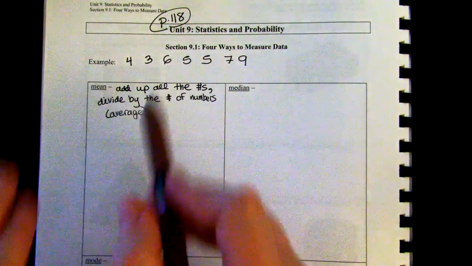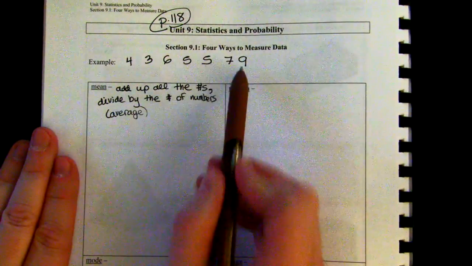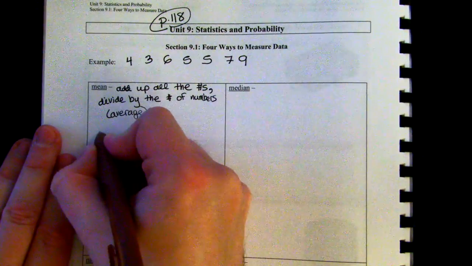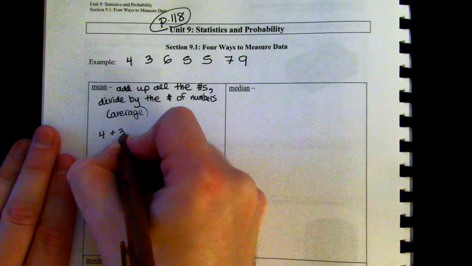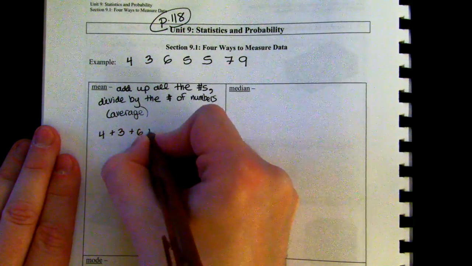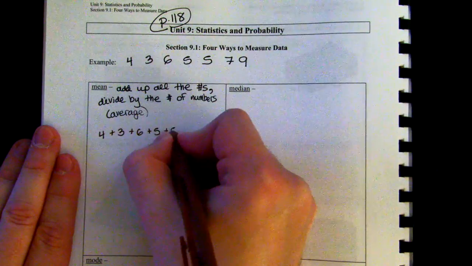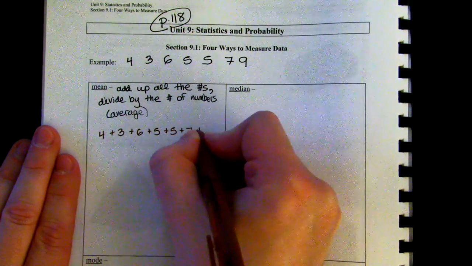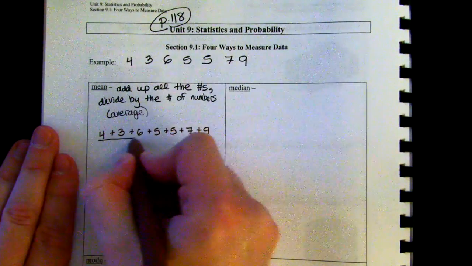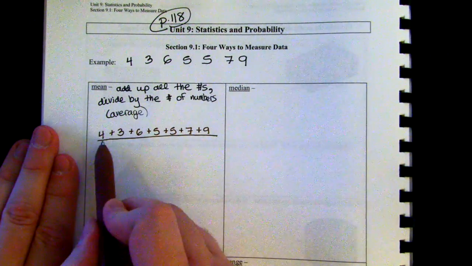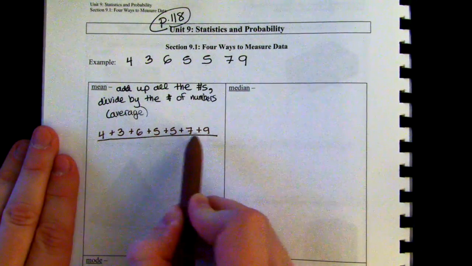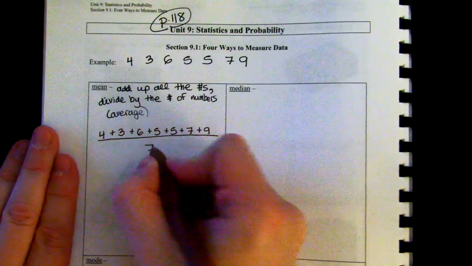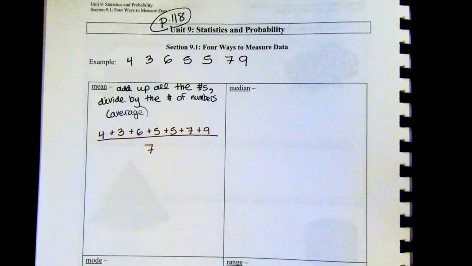So I want to try to find the mean of these 1, 2, 3, 4, 5, 6, 7 numbers. I'm going to add 4 plus 3 plus 6 plus 5 plus 5 plus 7 plus 9. Yes, I do want to see the addition problem. And I'm going to divide by, I forgot how many numbers there were, 1, 2, 3, 4, 5, 6, 7. Take a moment, add up those numbers in the numerator, and tell me what that becomes.